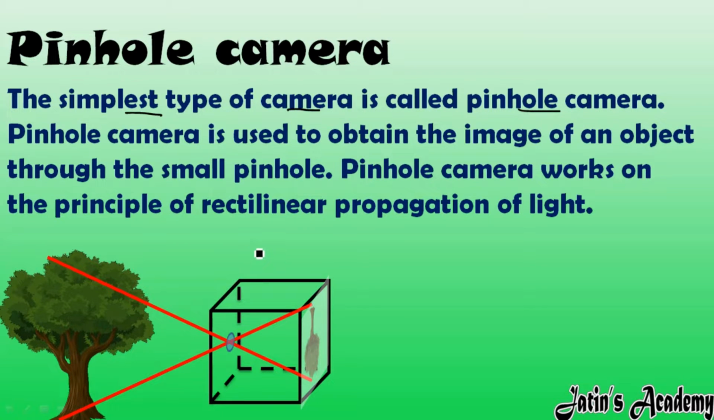So what is a pinhole camera? See carefully. Why is it used? Pinhole camera is used to obtain the image of an object through a very small hole, or you can say through the pinhole. Means we use a cardboard, and in the cardboard we have a very small hole, and from the small hole we are able to take the picture or image of the object. And how does it work? It works on the principle of rectilinear propagation of light. When light travels in a straight line, only according to this principle the pinhole camera works. If light travels zigzag, then the pinhole camera does not work properly.